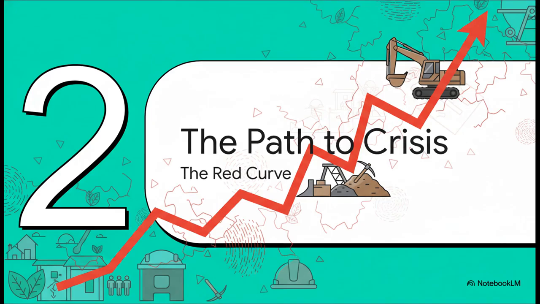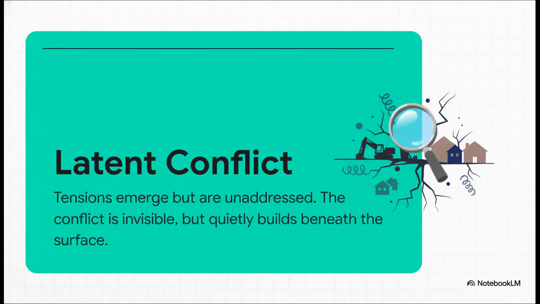So let's start with that dangerous climb up. How does a conflict even start? And how does it get so out of hand? Let's follow that red curve right from the beginning. It all starts right here, in what we call the latent stage.